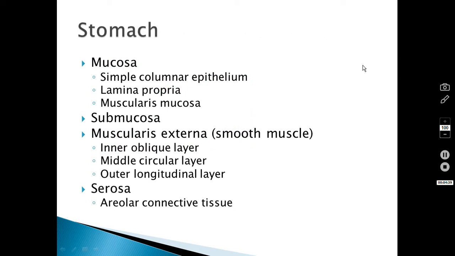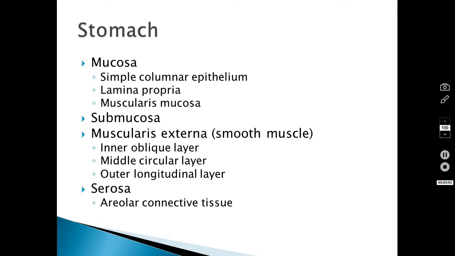So food enters the GI tract through the mouth and the oral cavity, travels down the esophagus, and then enters the stomach. So we still have our four tunics, the mucosa, the submucosa, the muscularis externa, and now we have our serosa, so areolar connective tissue. We're now inside the abdominal cavity.